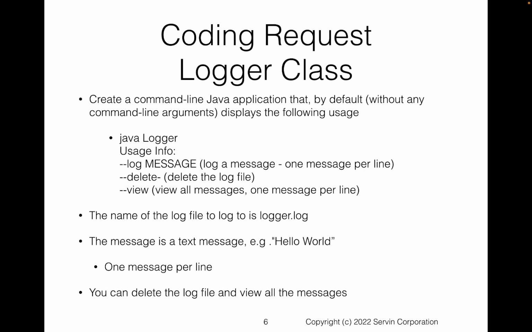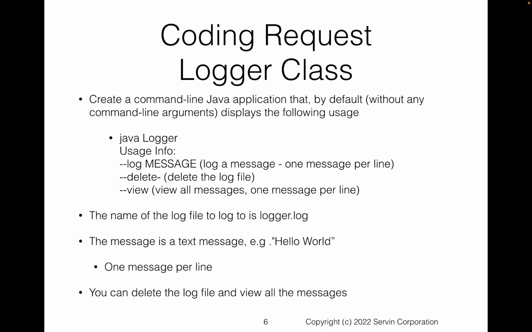You're asked to put together the Logger class, and it says create a command line Java application that by default, that is without any command line arguments, it displays the following usage information. So that is, if you just type Java Logger, it shows essentially the help information. So that's the first requirement.